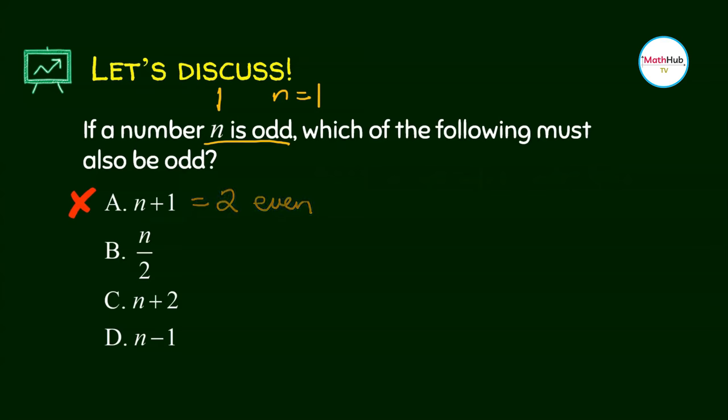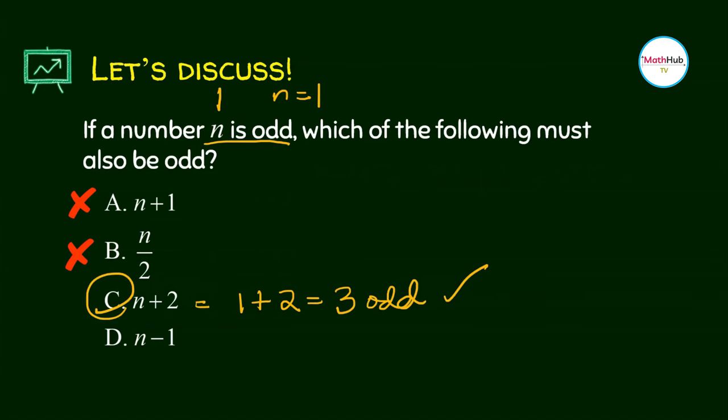Letter B. N over 2 will be equal to 1/2. And it is not a whole number. Correct? So no. How about n plus 2? So this one will be 1 plus 2, 3. And this is odd. We found the answer. Letter C.